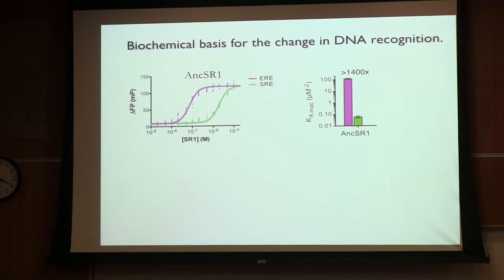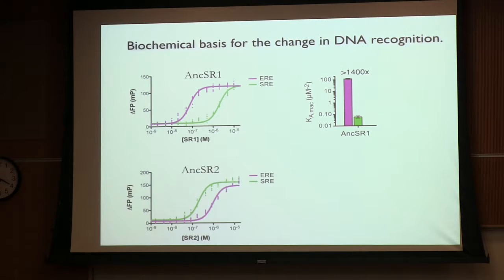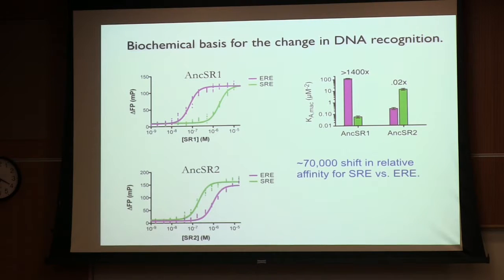So this is showing you the macroscopic Ka. So a big bar is higher affinity. The deepest ancestor prefers the ERE to the SRE with an affinity that is 1,400-fold higher. Across this interval of phylogenetic time to SR2, we have a shift to a higher affinity binding to SRE, which now has a 50-fold preference for SRE. So across this interval, you have a 70,000-fold shift in the relative affinity for SRE versus ERE.